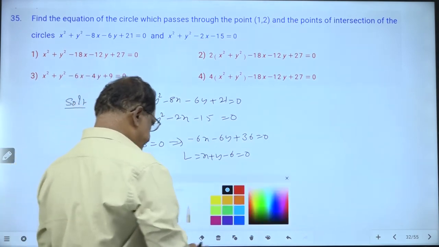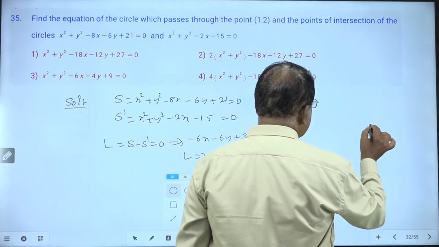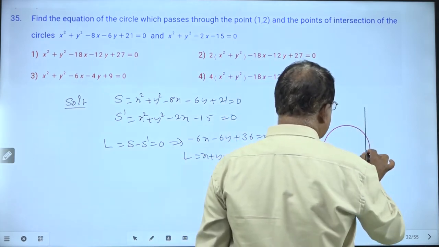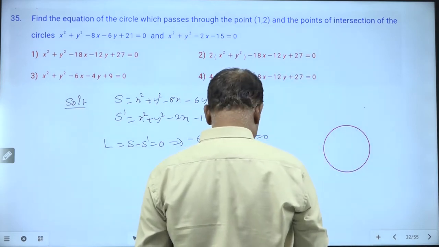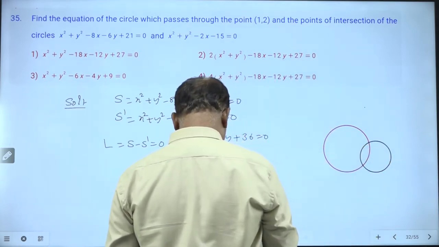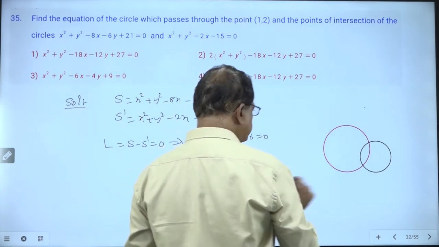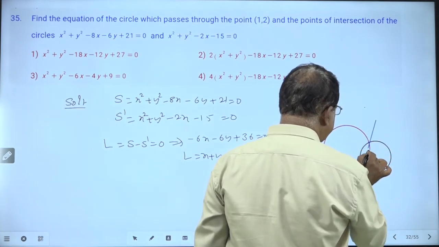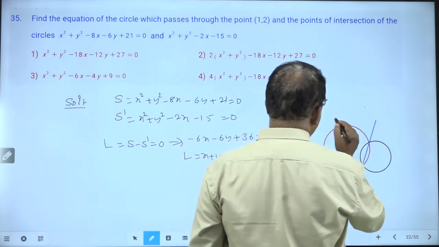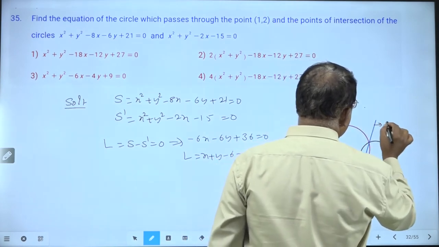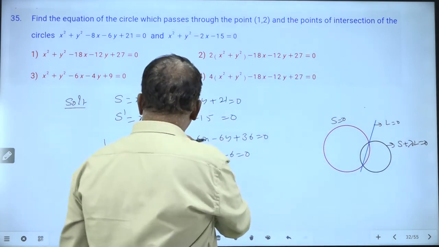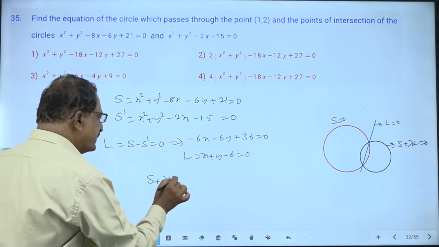Now, it is the circle, and the straight line intersects it. It is S equals 0. It is L equals 0. Now, the required circle must be in the form S plus lambda L equals 0.